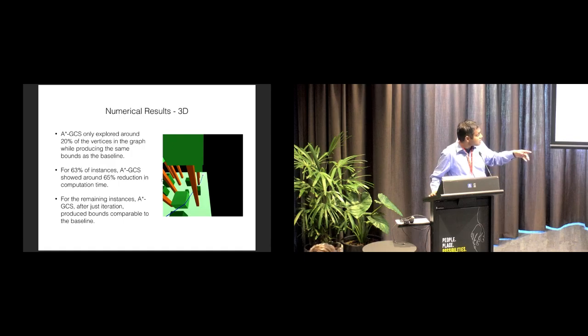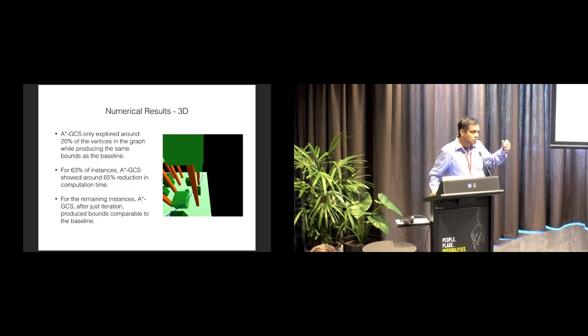And for the remaining instances, our algorithm is an iterative algorithm, but if you just stop after the first iteration, you basically produce good enough bounds, right? That's what we observed. And so these are the main results. There are more numerical results in the paper you can refer to. Now, of course, the story doesn't end here.